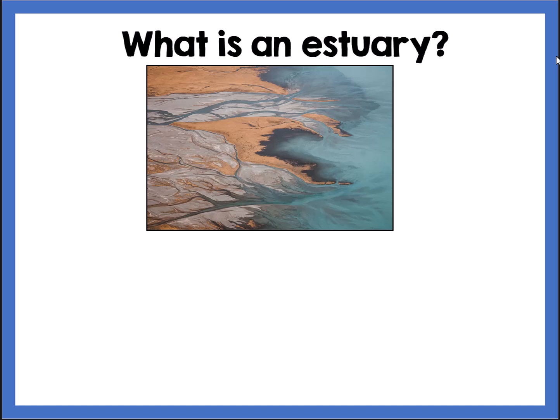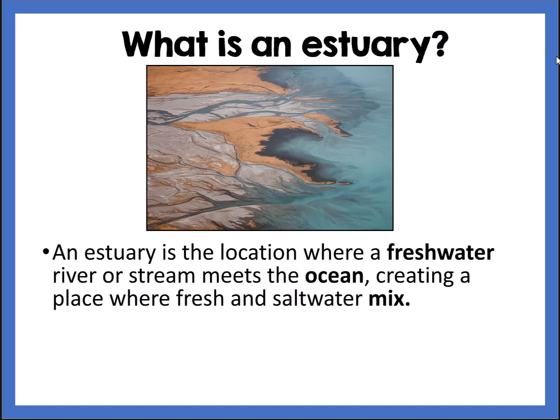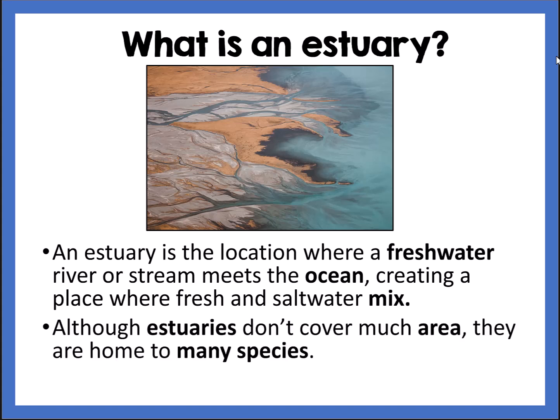Estuaries, as we mentioned, are another type of saltwater biome. And an estuary is actually a location where fresh water, a river or a stream, meets the ocean. So this is a mix of freshwater and saltwater. Although estuaries don't cover much area, they are home to many species. So there's a large diversity of organisms and huge populations of organisms that live in estuaries, even though they are geographically pretty small area.